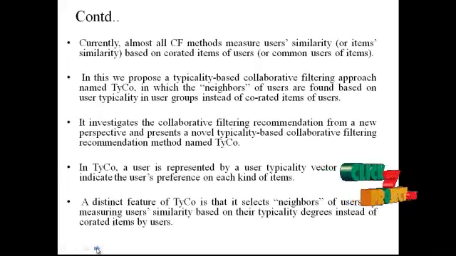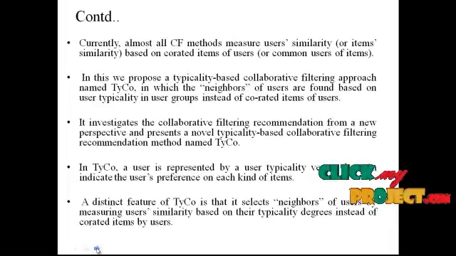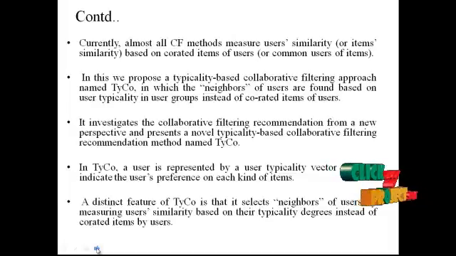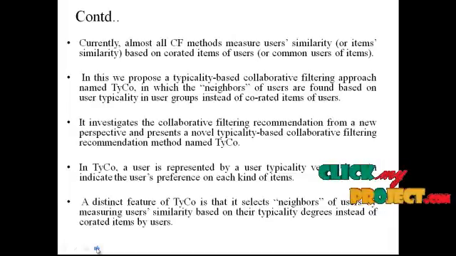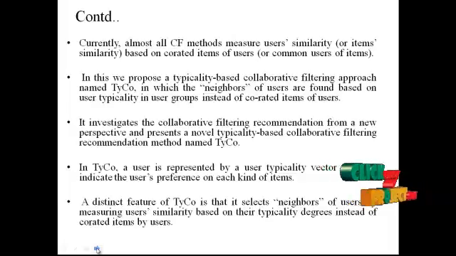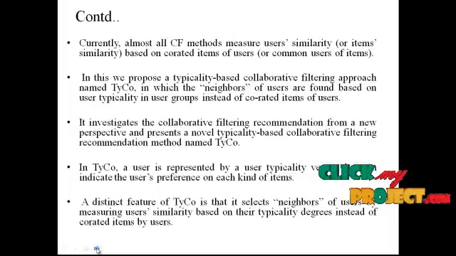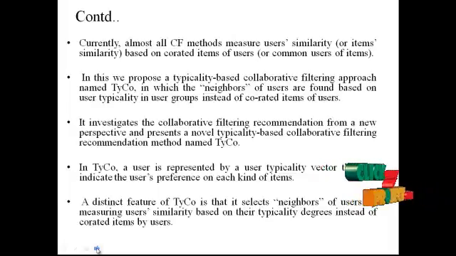Currently, almost all CF methods measure user similarity or item similarity based on correlated items of users, that is, common users of items. In this, we propose a typicality based collaborative filtering approach named Tycho, in which the neighbors of users are found based on user typicality in user groups instead of correlated items of users.